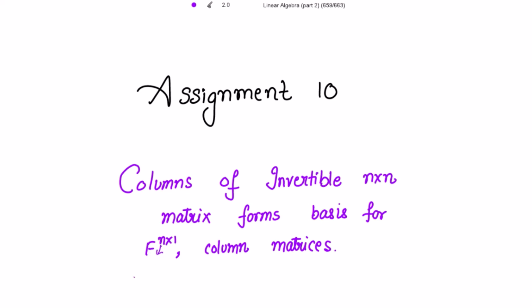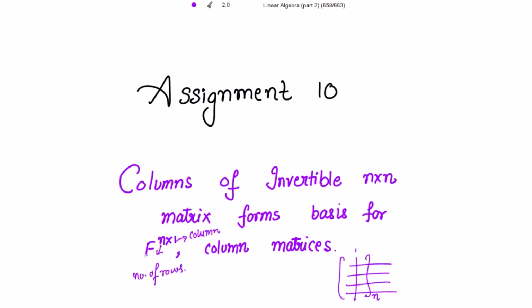This n denotes the number of rows and this 1 denotes the column, right? So the number of columns is 1 only, a single column, and the number of rows is n. So it is a column matrix. The columns of an invertible n by n matrix form a basis for these column matrices.